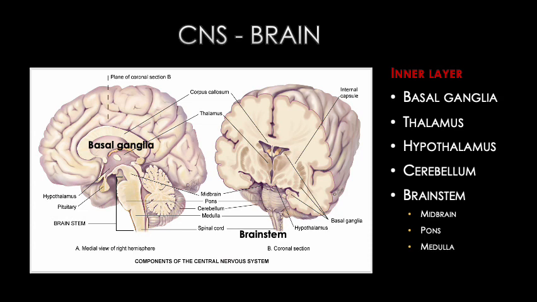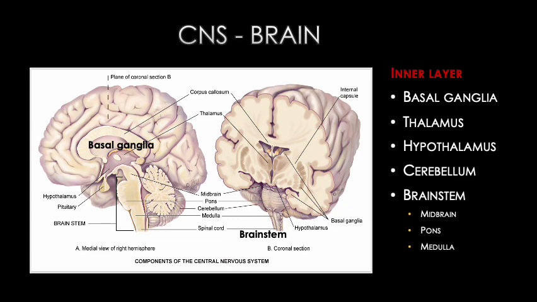More specifically, the brainstem, where we have the central core of the brain, and it consists of nerve fibers. We have our cranial nerves. Cranial nerves 3 to 12 actually originate from the nuclei of the brainstem itself. And so you can see the midbrain, the pons, and the medulla oblongata.